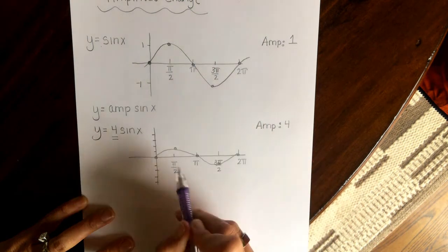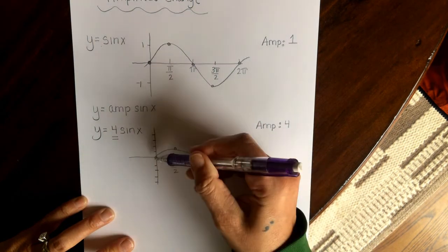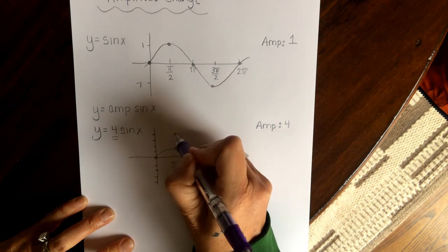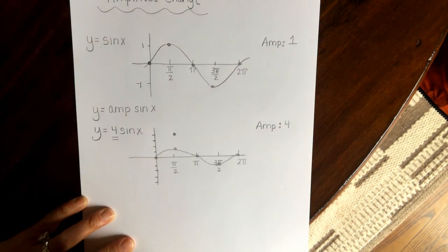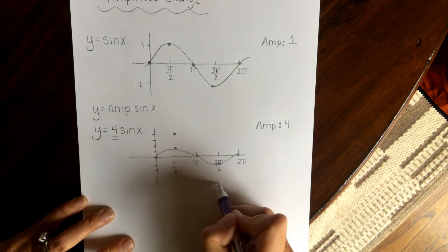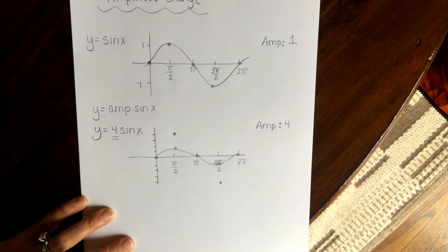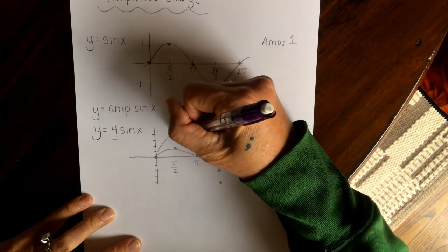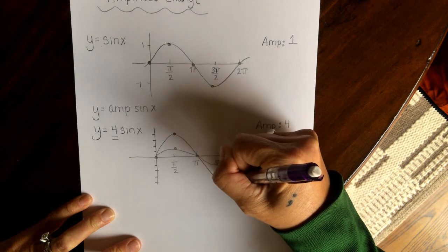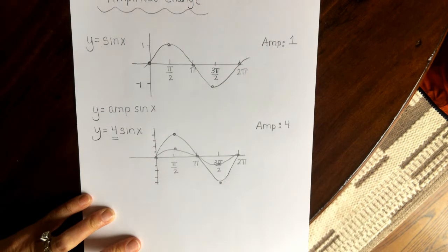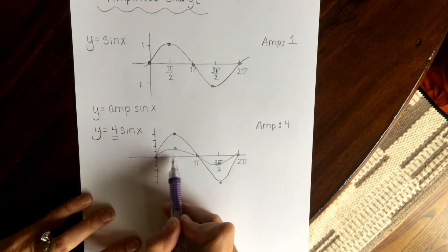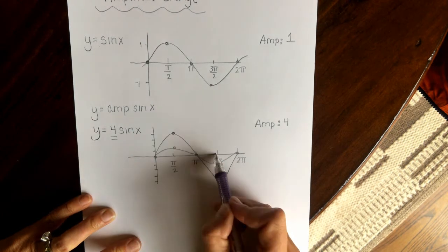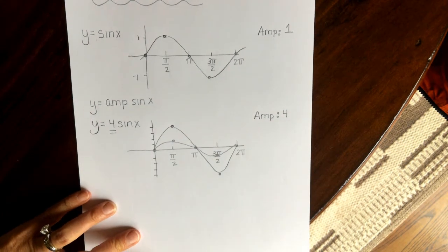So if this is my midline, the x-axis, I have to count up. 1, 2, 3, 4. My new high is 4 and my new low is -4. Everything else stays the same. Midline, x-axis, and then I count up to my max and I count down to my minimum.